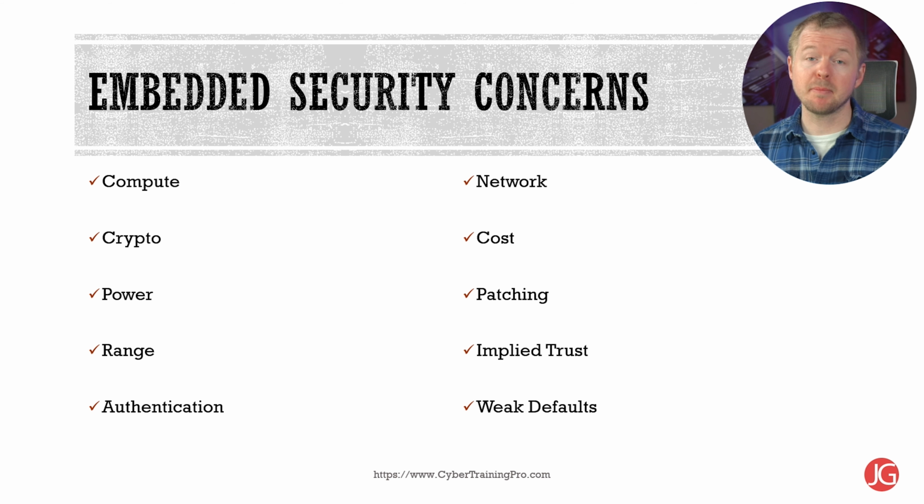Embedded systems face several constraints, including compute power is limited due to the size of the systems. Crypto selection is limited because the systems don't have the compute power. Power, because embedded systems either need power from their parent or from batteries. Range is also limited and typically wireless is required. Authentication is either not included or it's weakly implemented. Network configurations are usually limited and we might have to accept defaults. Cost is a balance with security features, and on embedded systems, it's usually about keeping the cost low. Inability to patch, sometimes we can't even patch these systems or vendors are slow to release patches. Implied trust, because we usually assume that these devices are secure, and weak defaults are typically implemented, again to keep costs down.